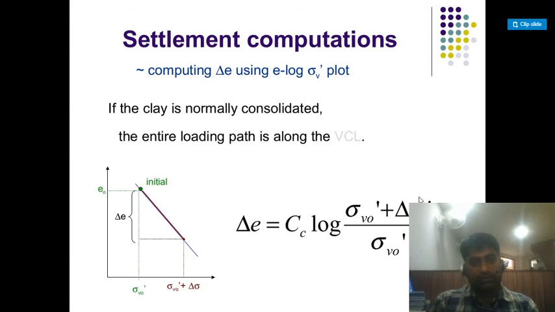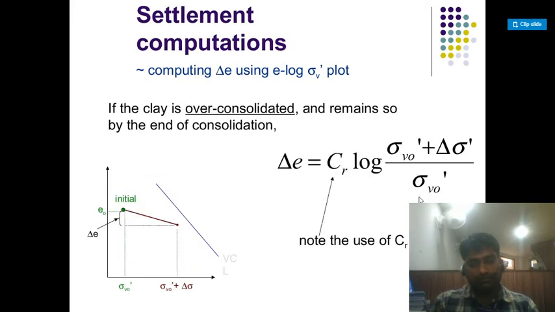If the clay is normally consolidated, the entire loading path is along this, and delta e is equal to Cc log of sigma v naught plus delta sigma upon sigma v naught. You can also compute settlement with delta e equal to Cr log base 10. Both equations are the same, only the compression index and recompression index are changing.